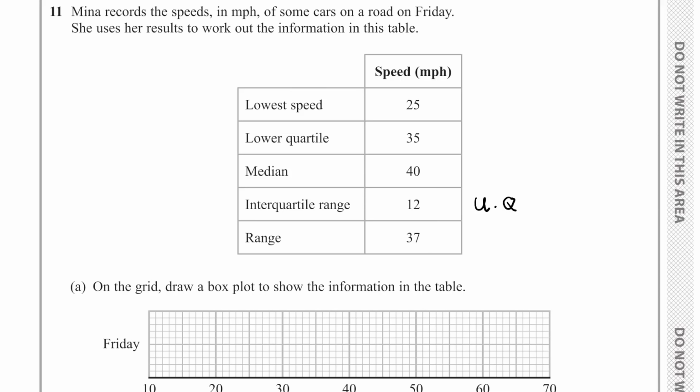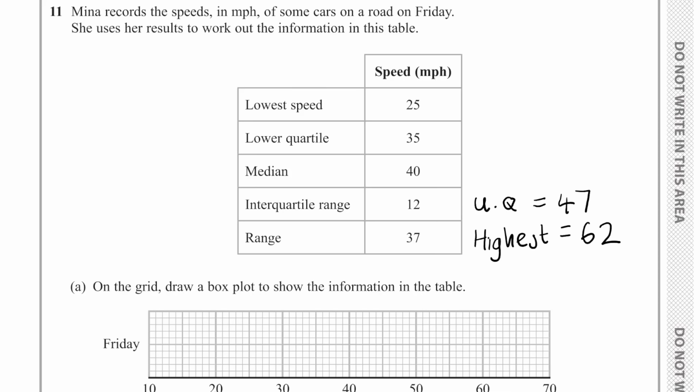So the lower quartile plus the interquartile range is 47, so that's the upper quartile, and the lowest speed plus the range will be the highest speed. So 37 and 25 will make 62. So now we know all the information.